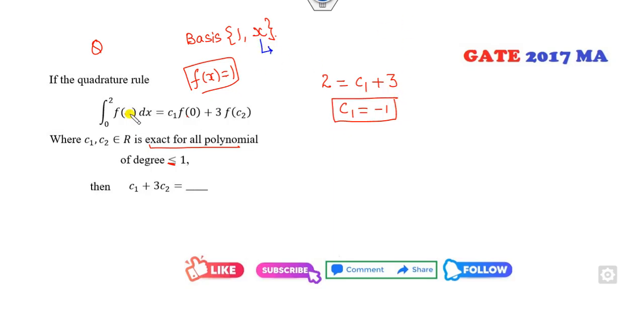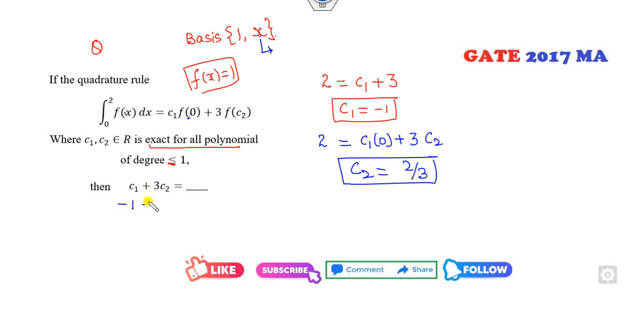Choose the second basis x. The left hand side is x square by 2, so 4 over 2 is my 2. If I choose x, f of 0 will be 0, and f of c2 will be my c2. So c2 will be my 2 over 3. So I can substitute here. c1 will be my minus 1, 3c2 will be 2. So the right answer is 1.